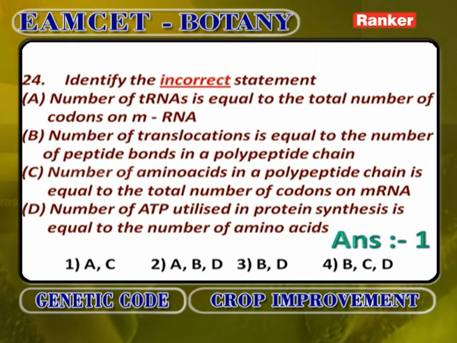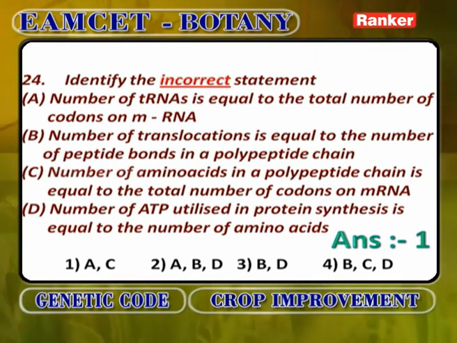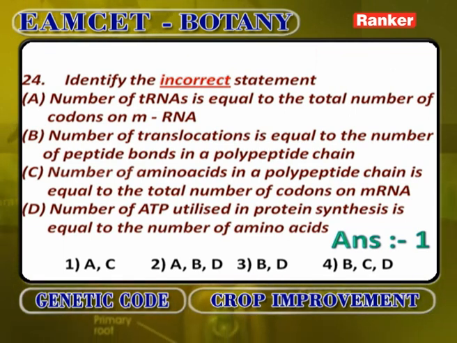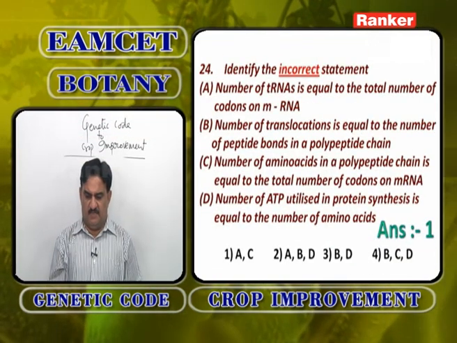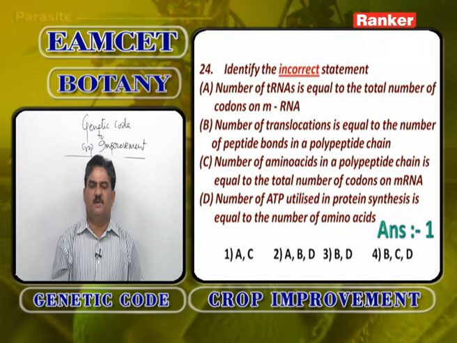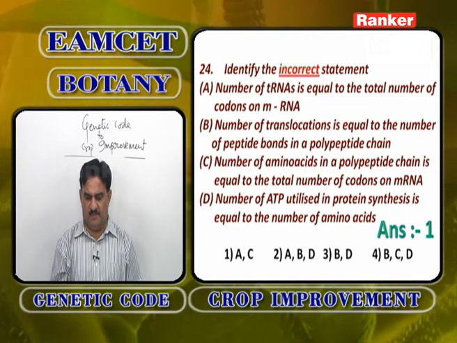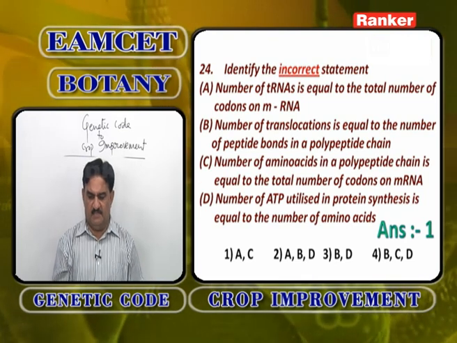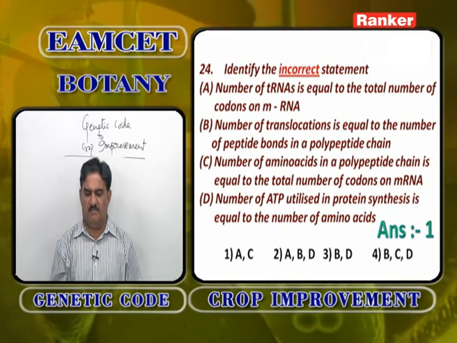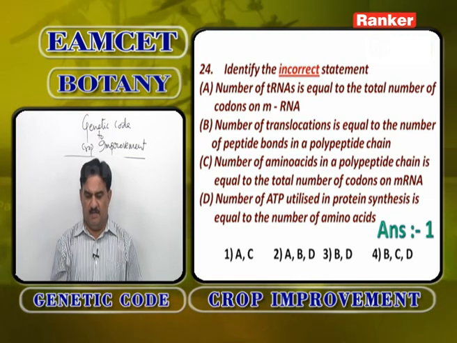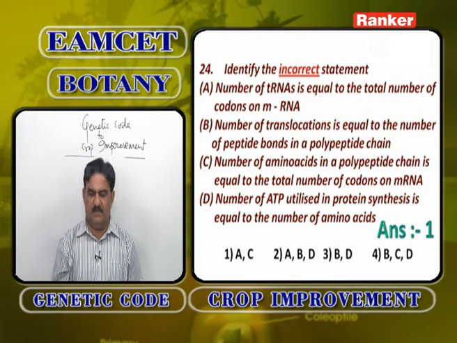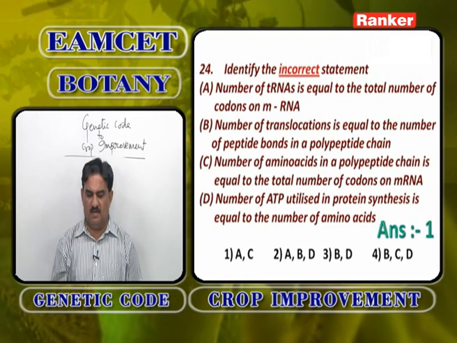Identify the incorrect statement. Number of tRNA is equal to the total number of codons on messenger RNA is wrong. Number of translocations is equal to the number of peptide bond formations in a polypeptide chain is correct. Whenever translocation occurs, only then peptide bond formation takes place. Number of amino acids in a polypeptide chain is equal to the total number of codons on mRNA. Number of ATP utilized in protein synthesis equal to the number of amino acids is correct. So wrong are A and C.